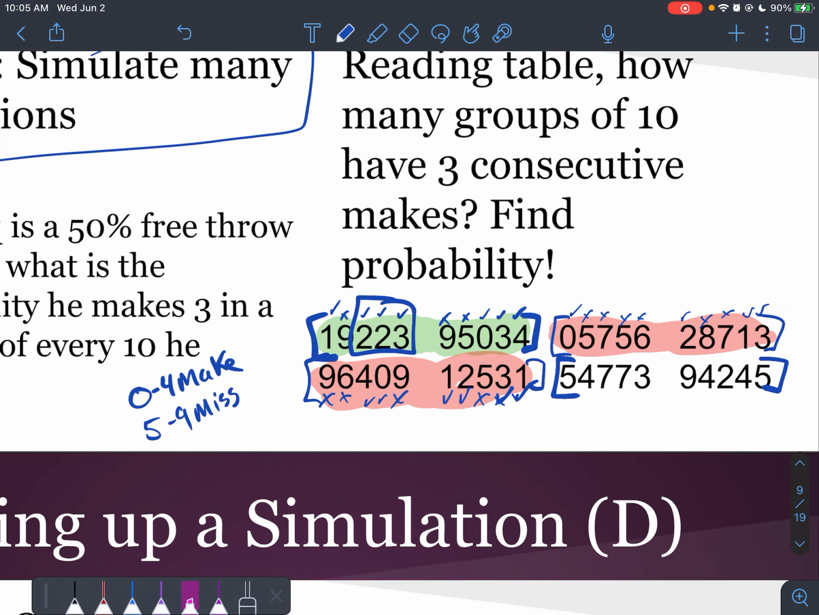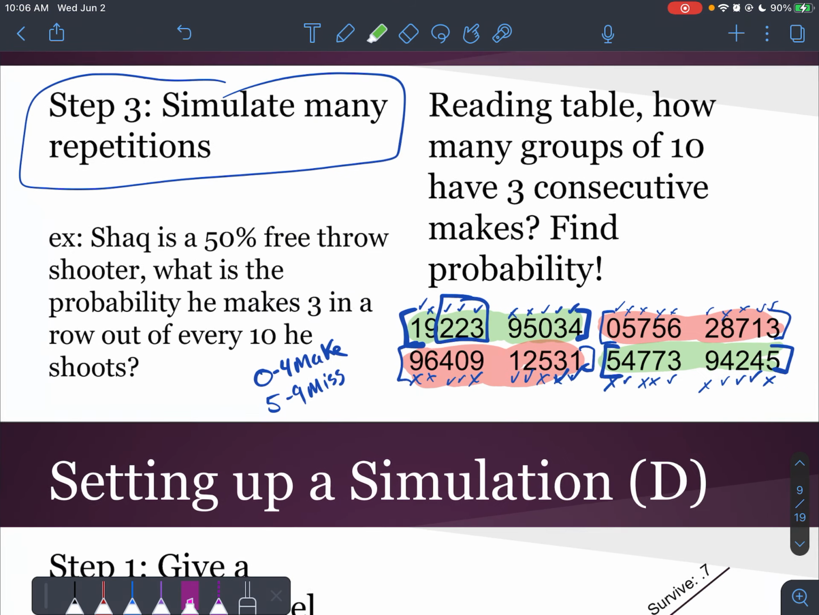I've got a miss, I've got a make, I've got a miss, miss, make, miss, make, make, make. Hey, we did it. And a miss. We did it. So now the question is, what is the probability he makes 3 in a row out of every 10 he shoots?